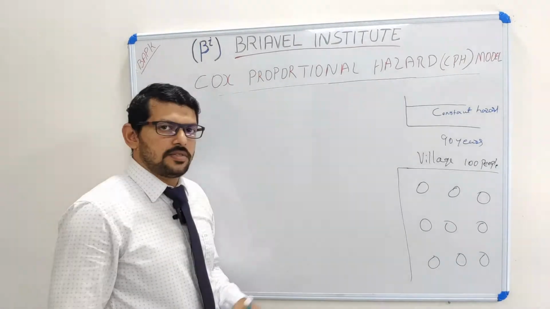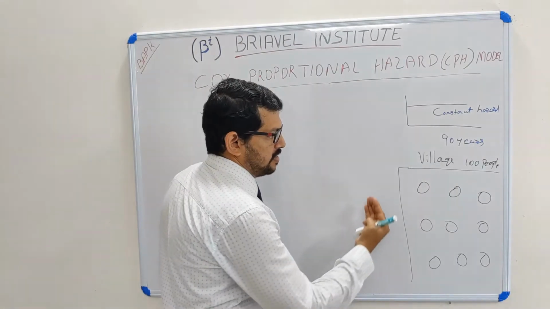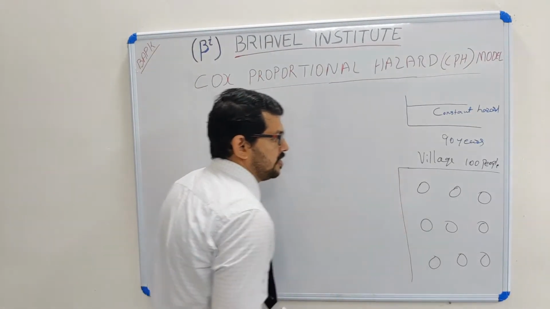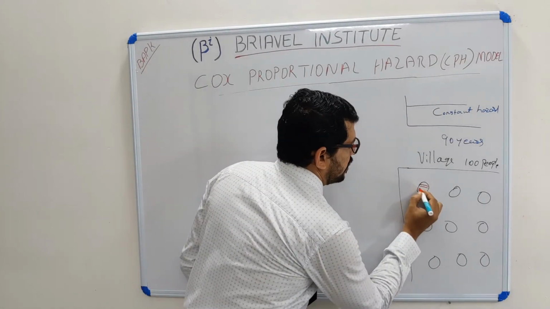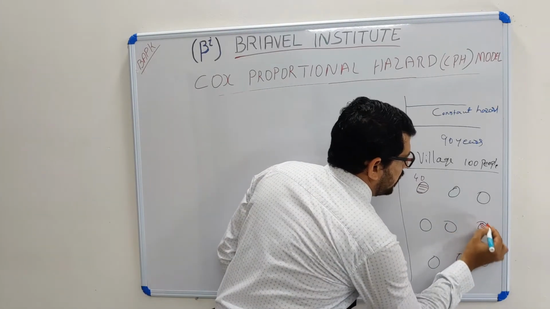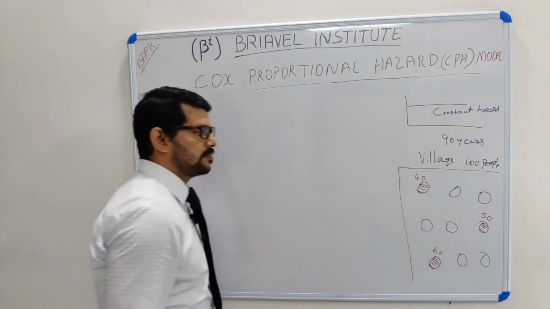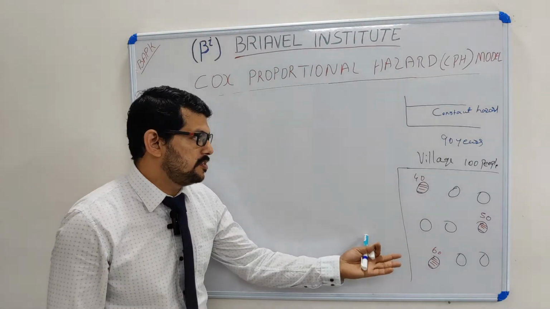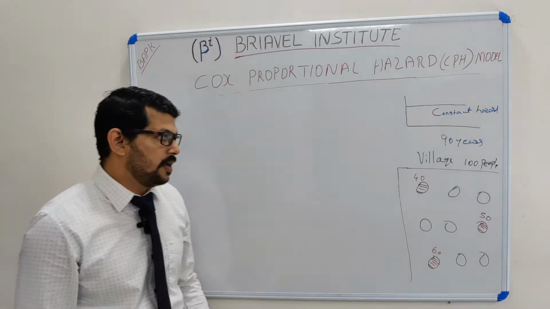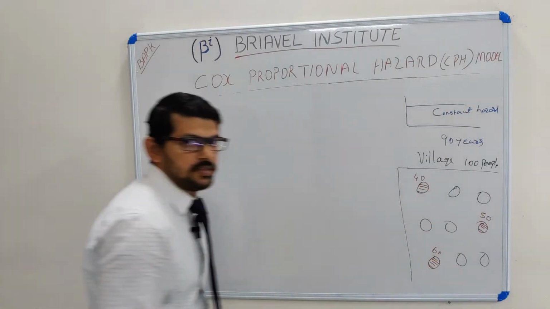But after 1 or 2 years, I analyzed this village again, to see whether any changes had happened. I found this person died at the age of 40, this person died at the age of 50, and this person died at the age of 60. So what is the reason? In my concept, those people had to live up to 90 years, but these people died at 40, 50 and 60.